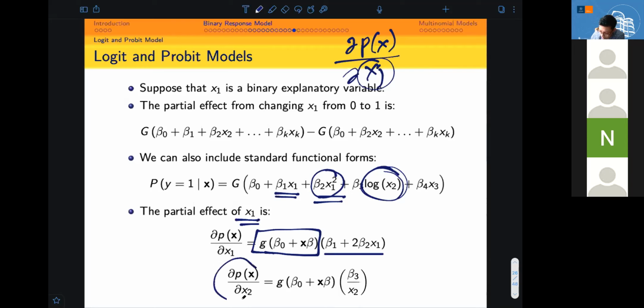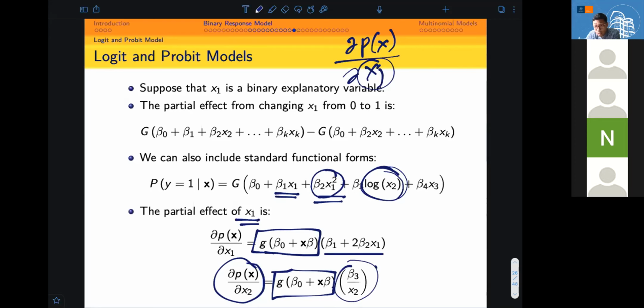And if we're interested in looking at the change of x2 on the response probability, we have the scale factor, something that we discussed in the previous slide. And we also have the first derivative of the CDF with respect to x2. So the first derivative of the CDF with respect to log x2 is just 1 over x2. And so we have this.